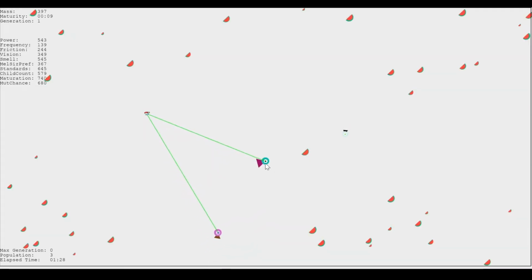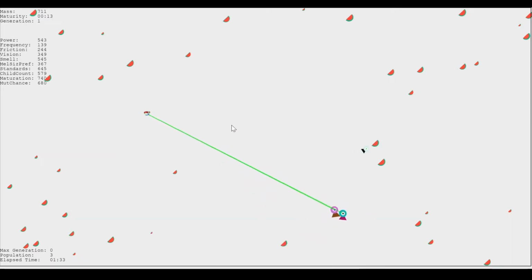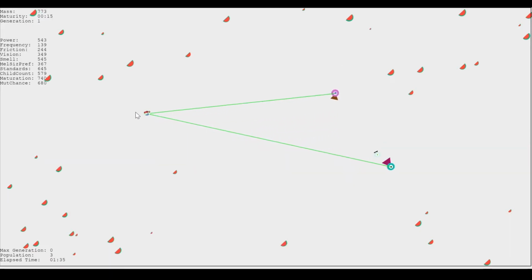And as you can see here, they just got very close to each other, and they were a pretty good size, and so they created these eggs. And if I were to click on one of the pucks, you can see it has green lines going towards its offspring. If I click on the eggs, it has green lines going towards its parents.